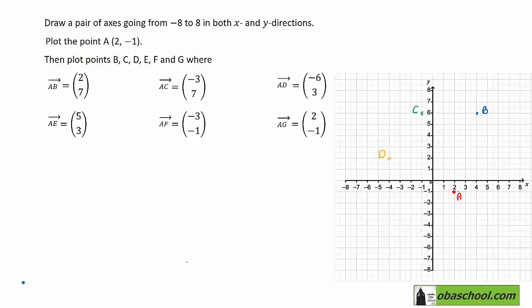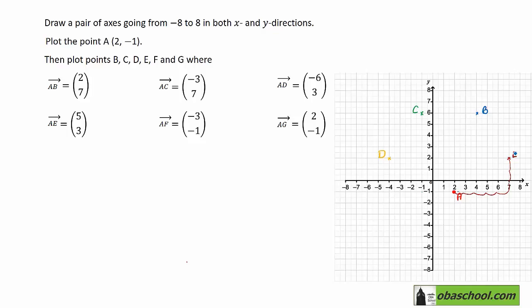Now for point E, we're going to have to go 5 units to the right and 3 units up. So here we go 5 to the right. Now we count 3 boxes upwards, and that would be point E.